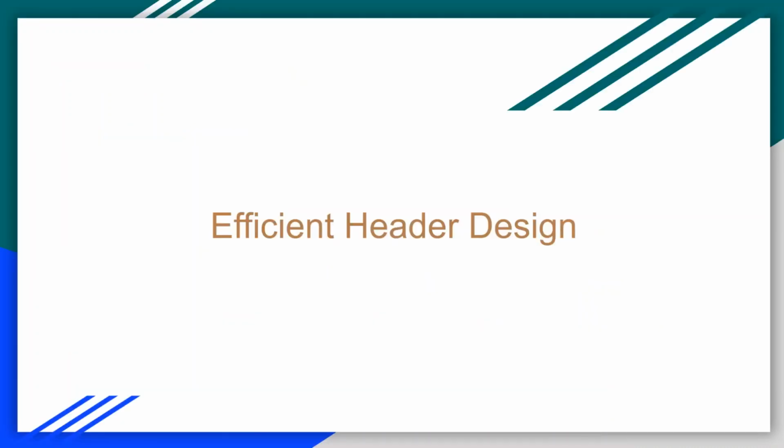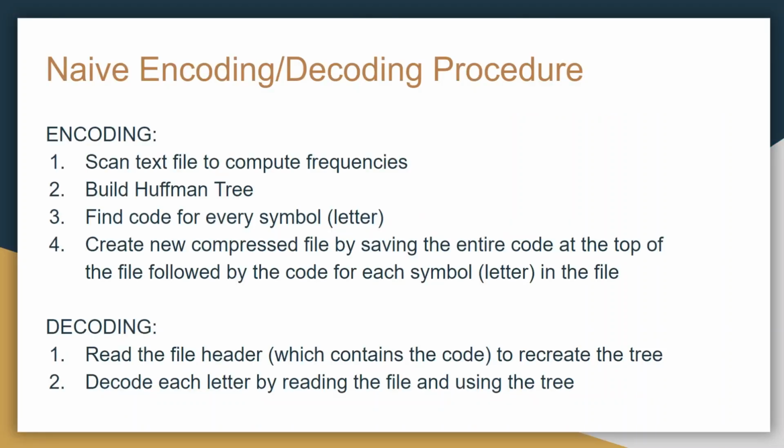Okay, so now moving on to the efficient header design, which I already just went into, but this will give you much more detail. So for the naive encode and decode procedure, these were the two things that we were doing. First, scan the text file to compute frequencies, build the Huffman tree, find the code for every symbol, and then create a new compressed file by saving the header at the top of the file, followed by the code for each symbol. And then for decode, we'd read the file header to recreate the tree, and then decode each letter by reading the file and using that tree.